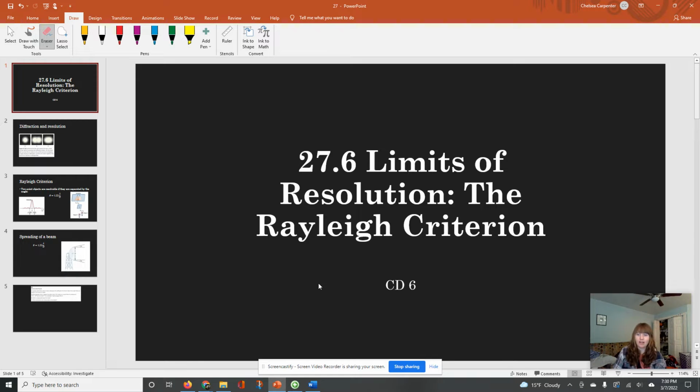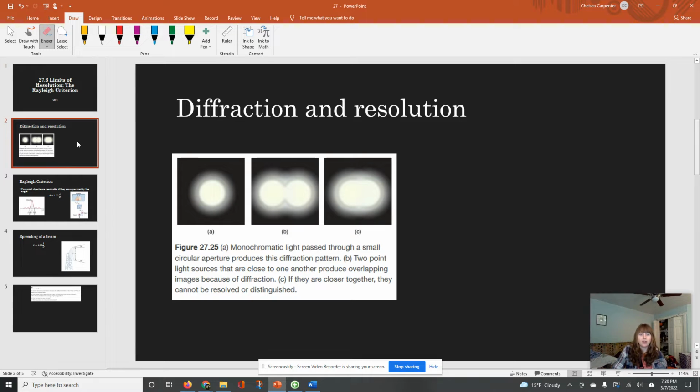Everybody. Today I will be talking to y'all about topic 27.6, which is titled The Limits of Resolution, the Rayleigh Criterion. So hopefully you've already watched the lessons on diffraction because this kind of expands on those. So this is specifically about diffraction through a circular aperture. So this first picture right here shows light passing through a circular aperture. You can see that there's a diffraction pattern that appears around that main bright spot.